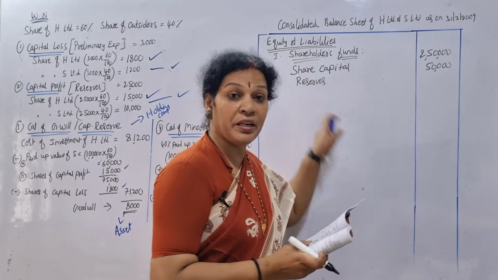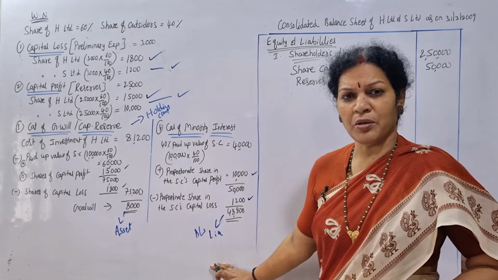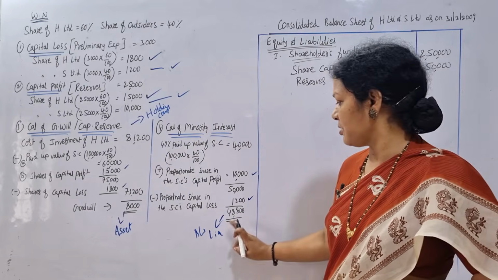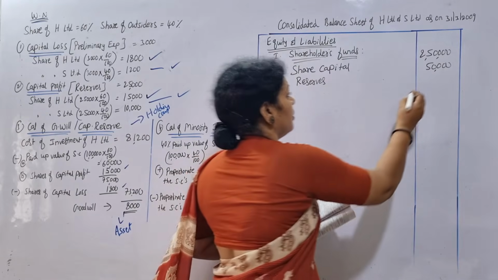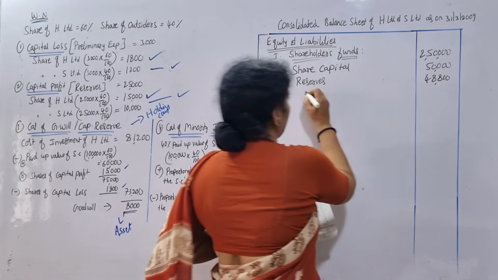Here only we can write minority interest also, as I told you just now. Minority interest is always a liability. Minority interest is 48,800. This is minority interest.